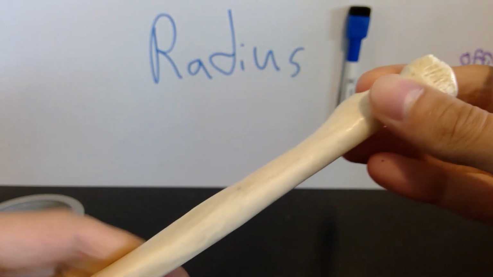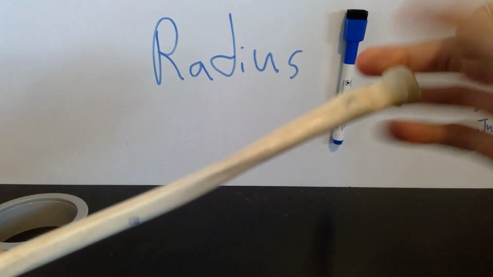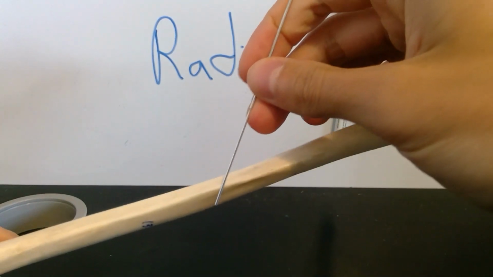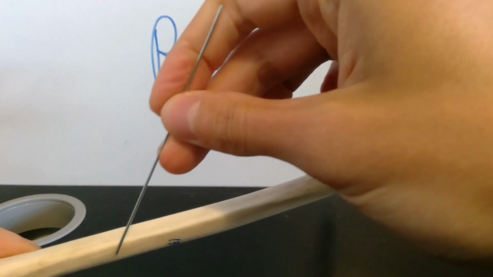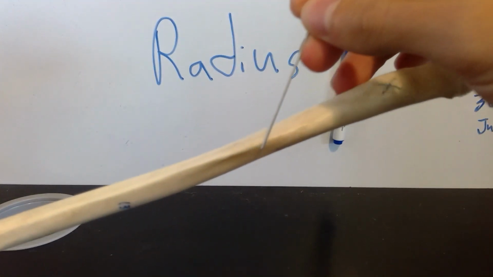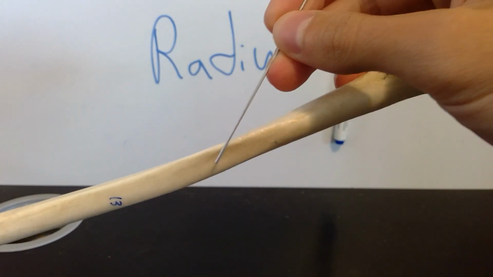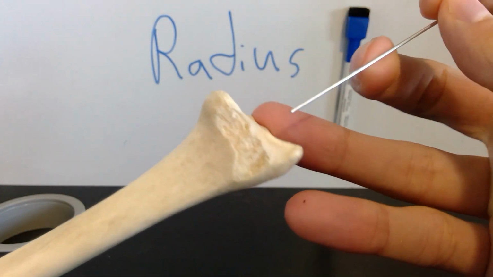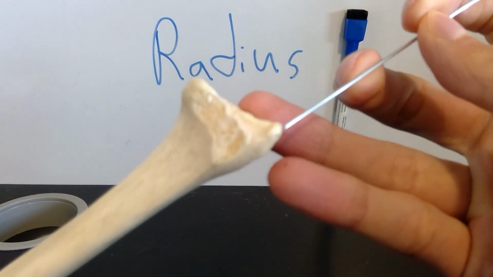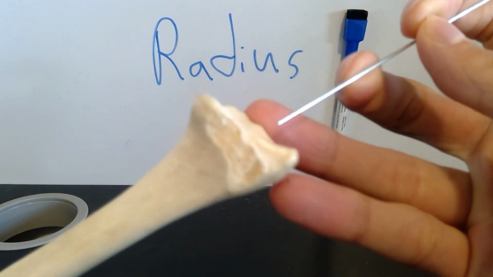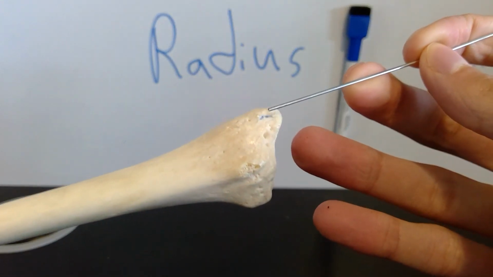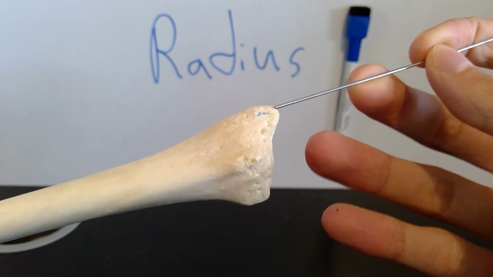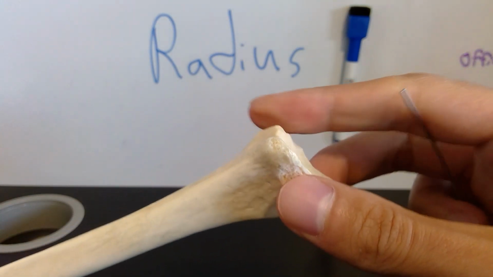Okay. Moving downwards, we have the interosseous border, which is like this sharp kind of triangular shaped part. And moving all the way distal now into the distal radius, we have the styloid process, which is this pointy part of the distal end. And that is all you need to know on the distal radius.